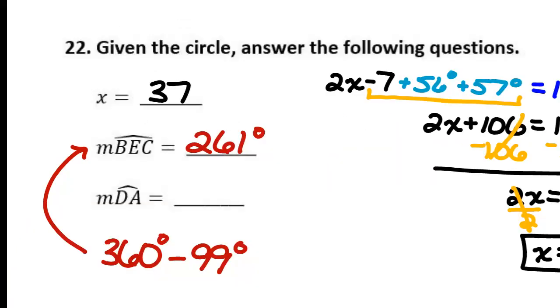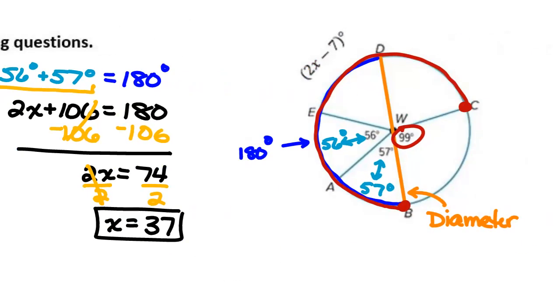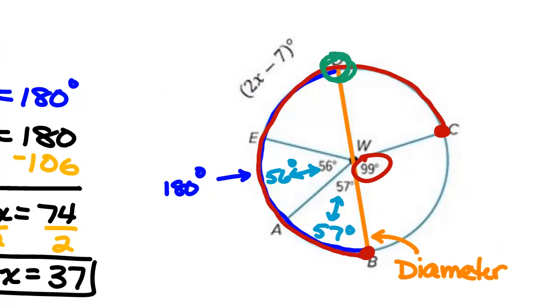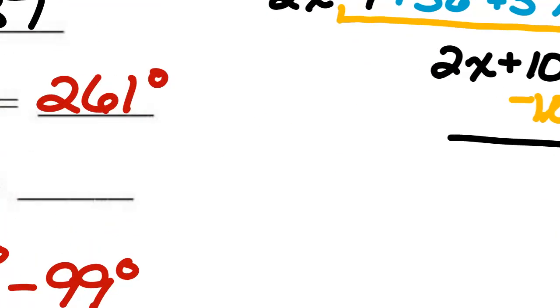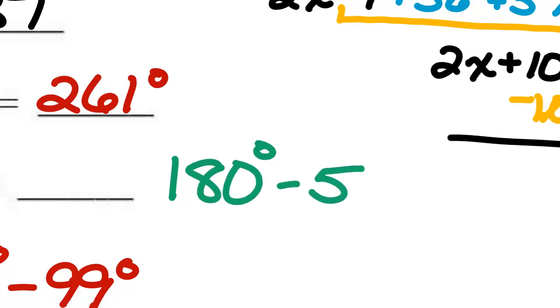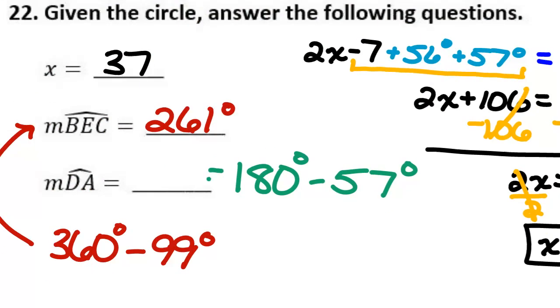And then the last piece of this question, we want to find arc DA. So from D right here around to A over here. That's almost half a circle. It is half a circle minus how much? Minus 57. So 180 minus 57 gives us what? 123.